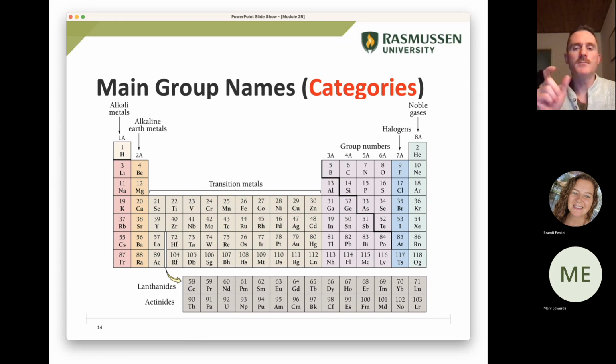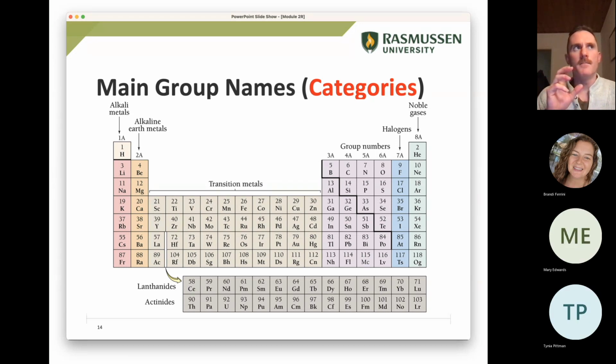So we gave them names, and it's important for you because I was a pharmacy technician for a long time in the hospital setting, and you would hear people talk about, oh yeah, the alkaline earth metals, like we talk about calcium and magnesium, right? Two very important cations in medicine. Or the alkali metals, right? You're talking about everything in the 1A column.